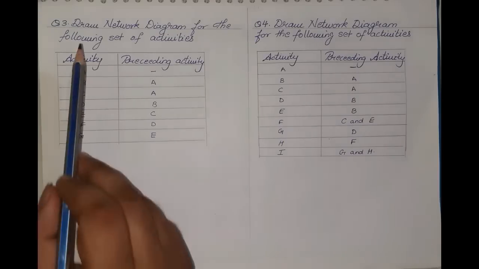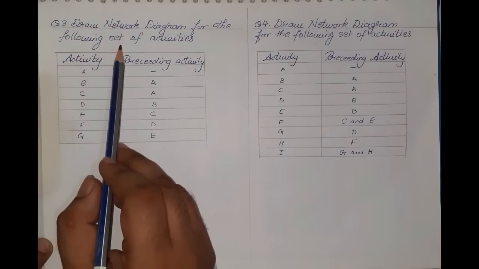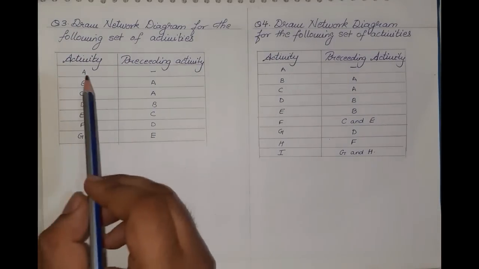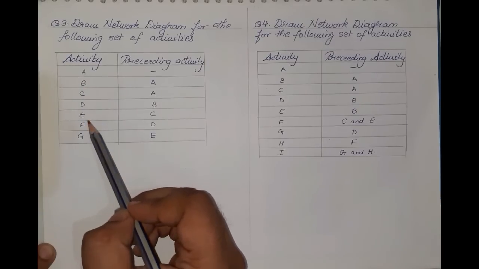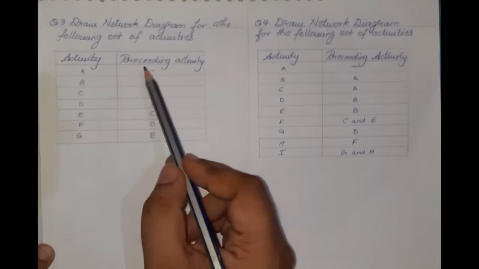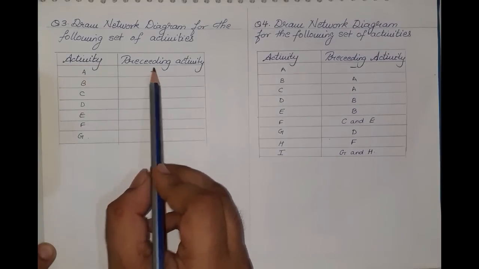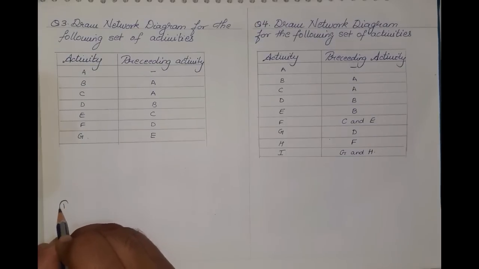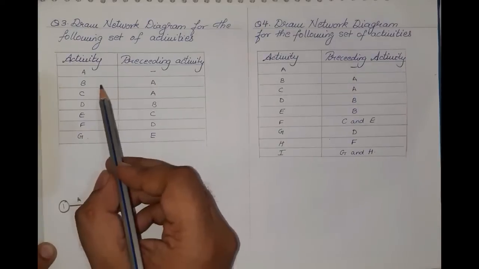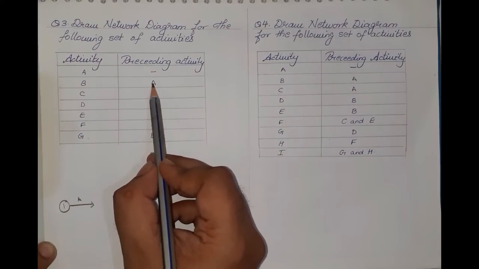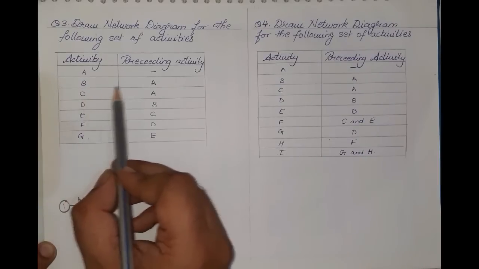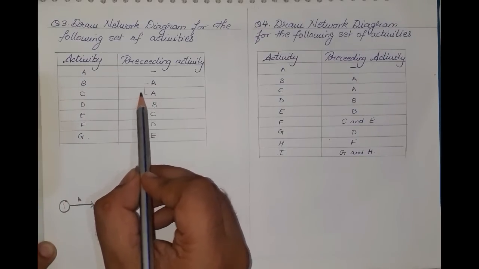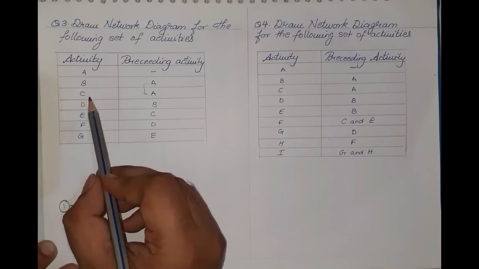Chalo, question number 3. Draw network diagram for the following set of activities. Activities given in the question are A, B, C, D, E, F and G, and then the preceding activities are given. For activity A, there is no preceding activity, so that is the activity from which we will start our sum. So number 1, we have activity A. Next activity is B, the preceding activity is A, and then we have activity C, again the preceding activity is A. It means from A, two activities have evolved.